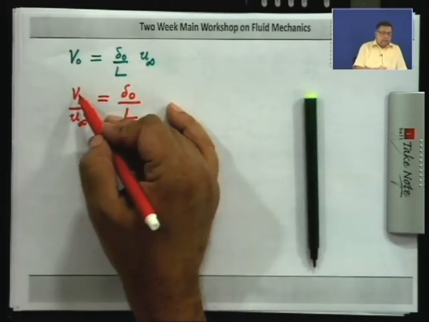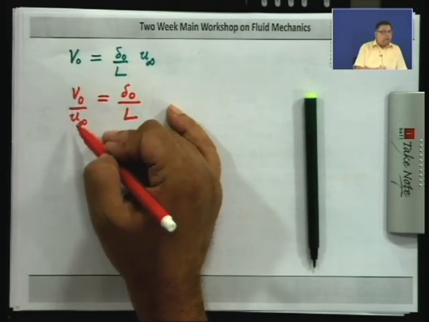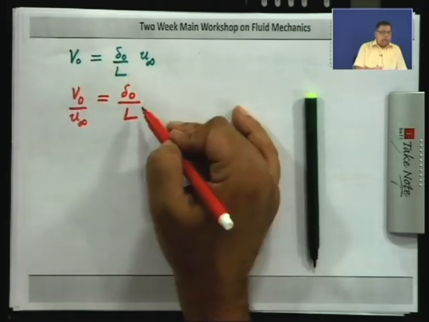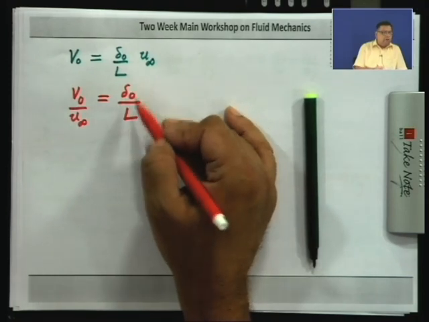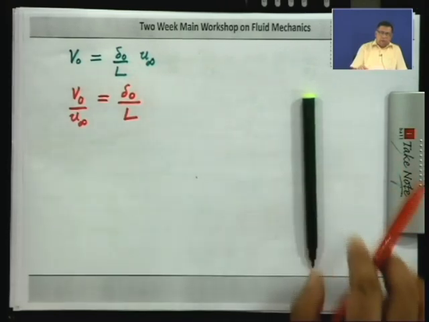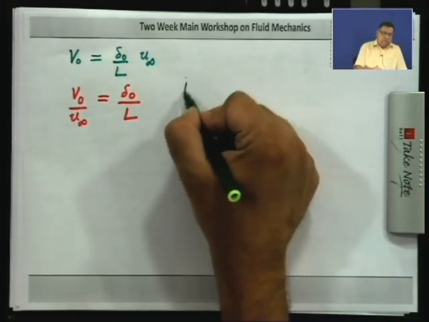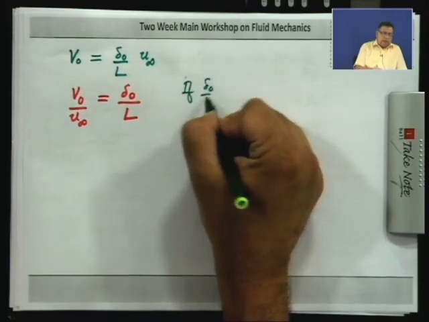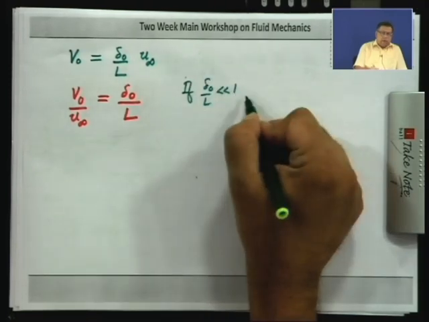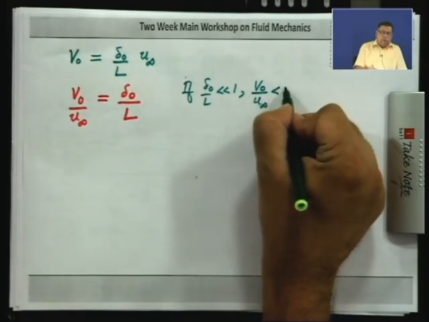So, I will repeat, the left hand side here is the order of magnitude of the y velocity divided by the order of magnitude of the x velocity, and the right hand side is the order of magnitude of y divided by the order of magnitude of x inside the boundary layer. So, if delta naught by L is much less than 1, then v naught by u infinity will also be much less than 1.